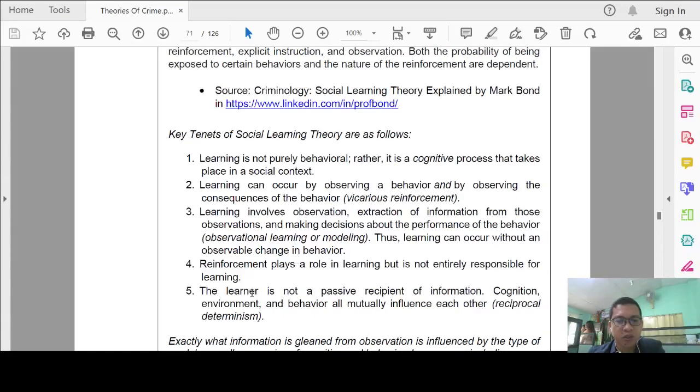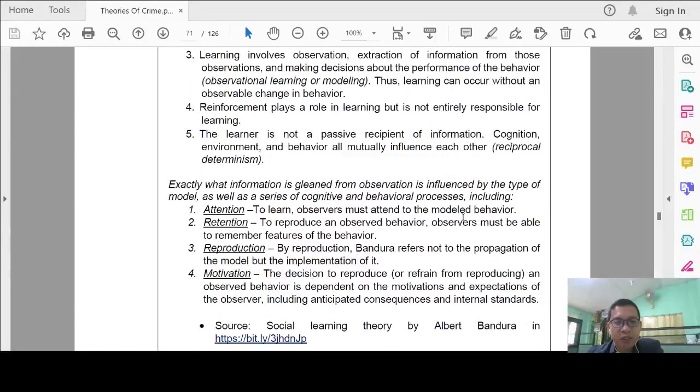On the other hand, number four, we have also the reinforcement, which plays a role in learning but is not entirely responsible for learning. The learner is not a passive recipient of information. So the cognition, the environment, and behavior all mutually influence each other. So we call it reciprocal determinism. So ano yung ibig sabihin nito? The way you process it mentally, para bang reciprocal. No? Meron siyang maibibigay sa'yo, yung isa naman meron din namang maibibigay. Behavioral influence to each other. You perform certain acts because nakita mo na beneficial siya to you. So, it means you want to perform this because you can get something from it. That is reciprocal determinism.